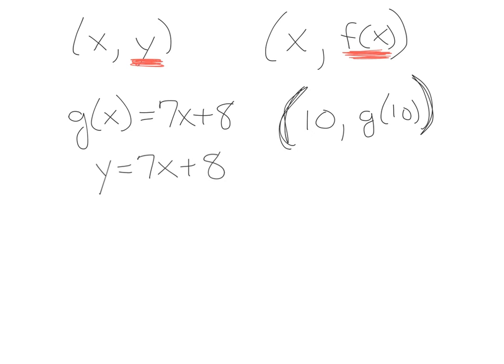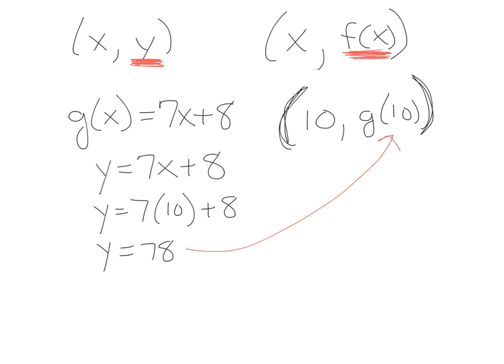Now over here, they're saying take 10 and plug it in for x, 10 for x. And then do the math. Wouldn't that be 78? And that, believe it or not, is what they're asking for right there. So when you plug 10 into the formula, you will get 78. Or the ordered pair is 10, 78. We plugged 10 in, and we ended up with 78.